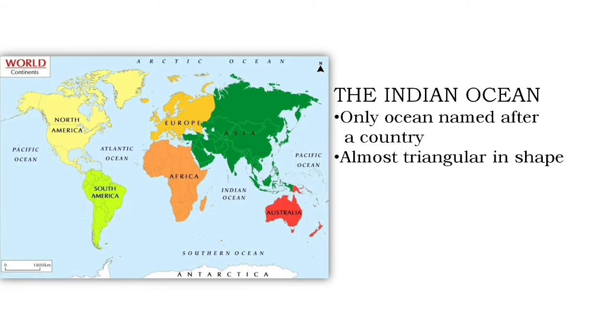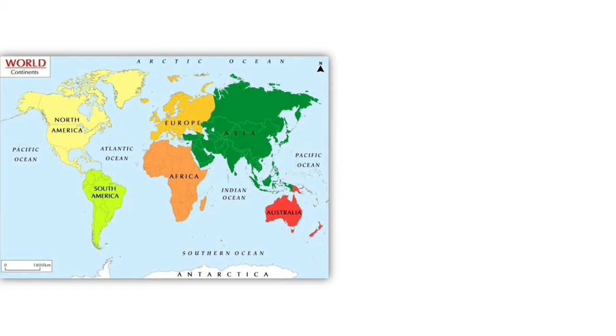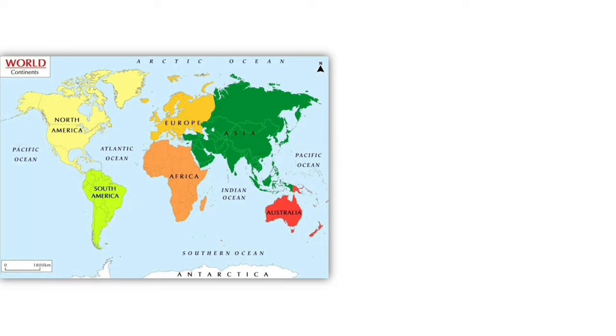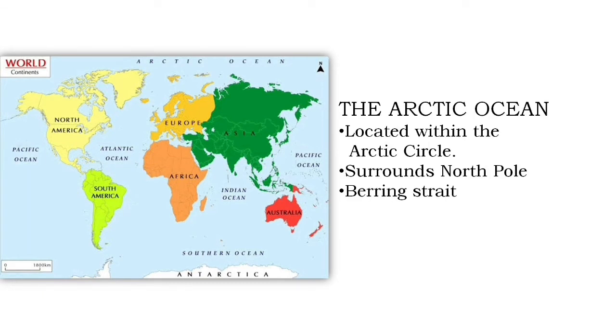Number 3, we have the Indian Ocean. The Indian Ocean is the only ocean named after a country, that is India. The shape is almost triangular. Number 4, we have the Southern Ocean. Southern Ocean encircles Antarctica completely. Number 5, the Arctic Ocean. The Arctic Ocean is located within the Arctic Circle and surrounds the North Pole. It is also connected with the Pacific Ocean by a narrow stretch of shallow water known as Bering Strait.